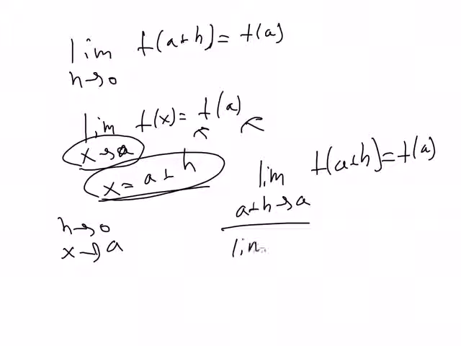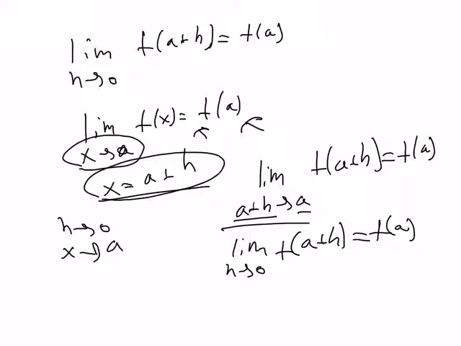All we really want is the limit as h goes to 0, because that will satisfy a plus h going to a. If h is just going to 0, f of a plus h must go to f of a. So, yeah, I guess that's kind of how we do that proof.